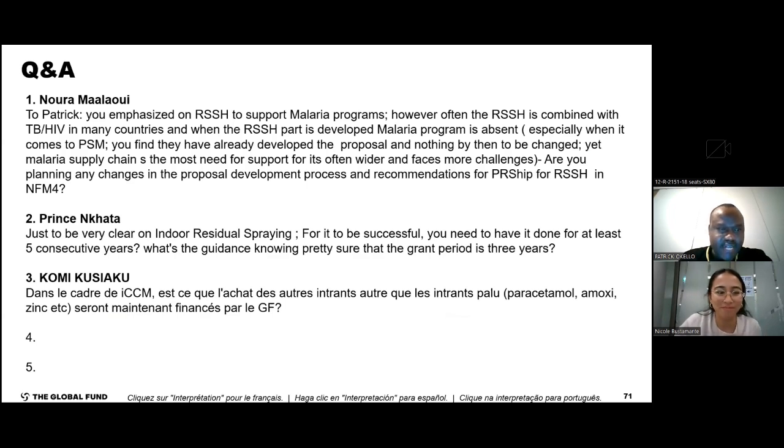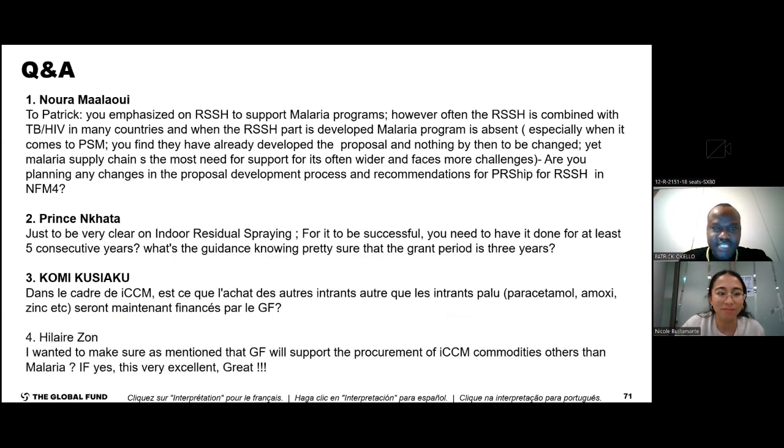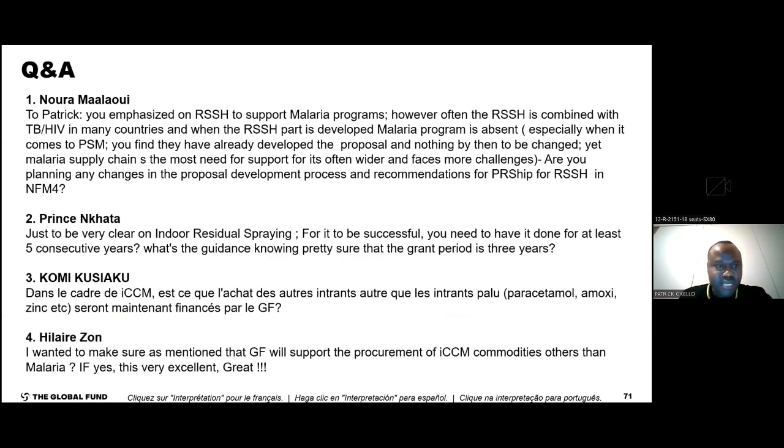If I can start, Nora, your question is, you emphasized RSSH to support malaria programs. Yes, however, often RSSH is combined with TB and HIV in many countries. When the RSSH part is developed, the malaria program is absent, and you find they have already developed a proposal and nothing can be changed. Are you planning any changes in the proposal development process and recommendations for partnership for RSSH in NFM4?